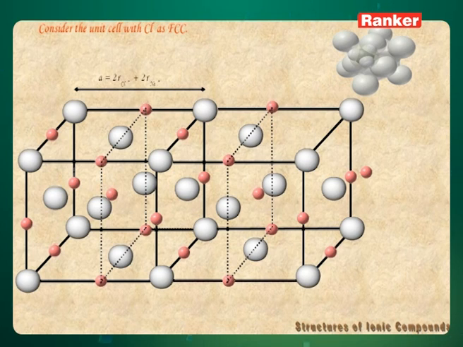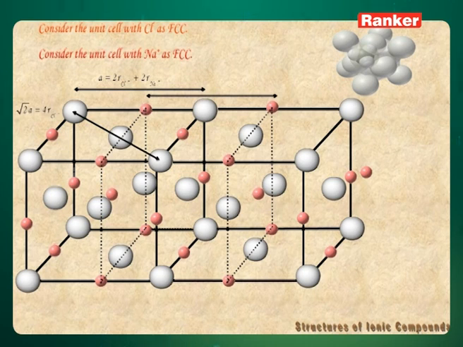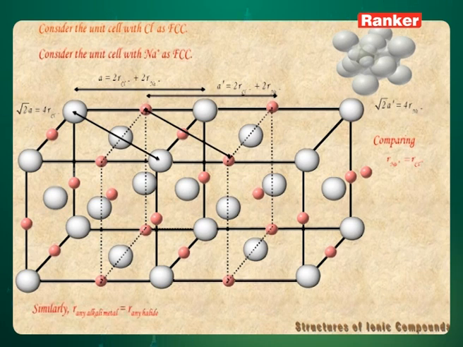Now, a = 2R+ + 2R-, that is what we have already written. This is the face diagonal, √2a = 4R Cl-, but this is not correct in general. So, consider the unit cell with sodium ion as FCC, this is the one. Now, in this case, a' = 2R Cl- + 2R Na+, and √2a = 4R Na+. Now, comparing, R Na+ is equal to R Cl-. Similarly, any alkali metal is equal to any halide.